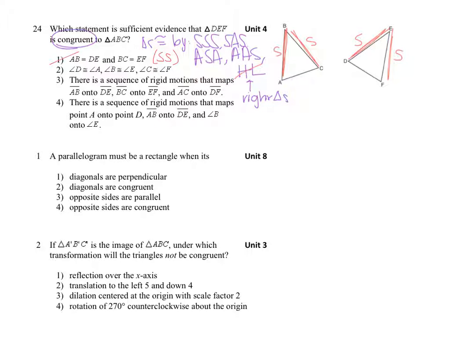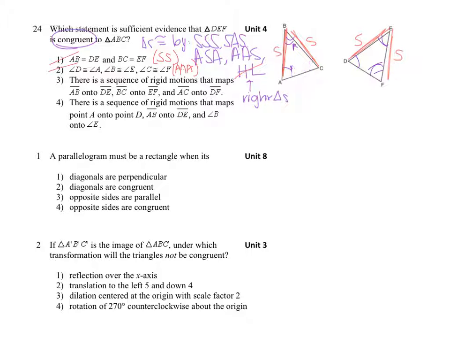Okay, choice 2 says angle D is congruent to angle A. That's a pair of angles. Angle B is congruent to angle E. That's another pair of angles. And angle C is congruent to angle F. That's another pair of angles. So this here is AAA. That's only okay with similarity. AAA is never okay with congruence.